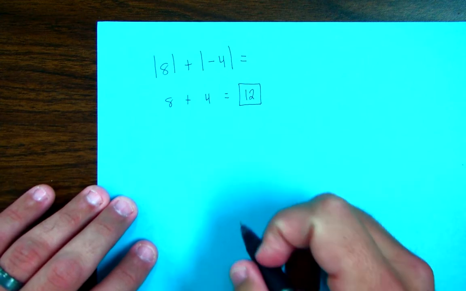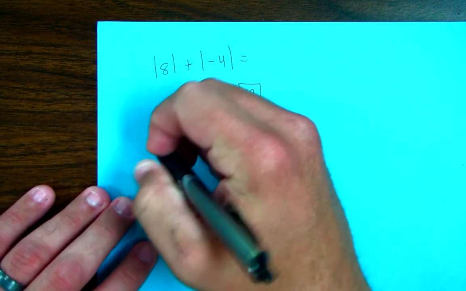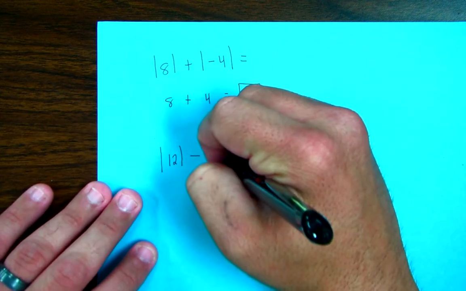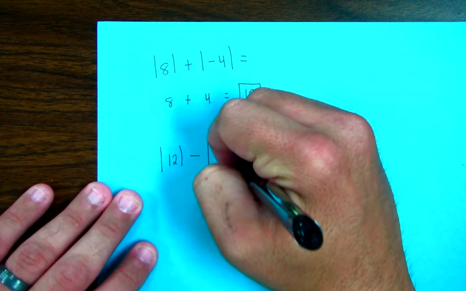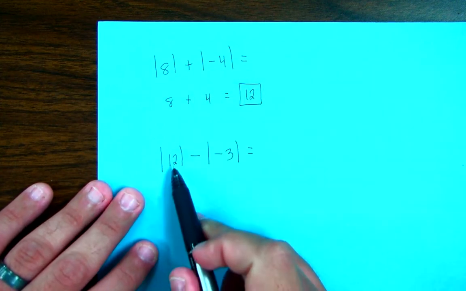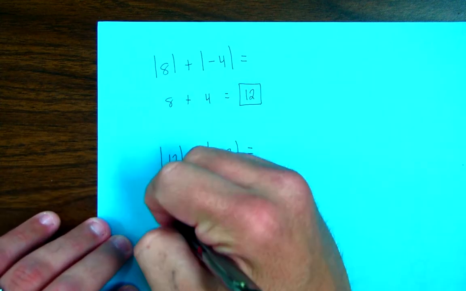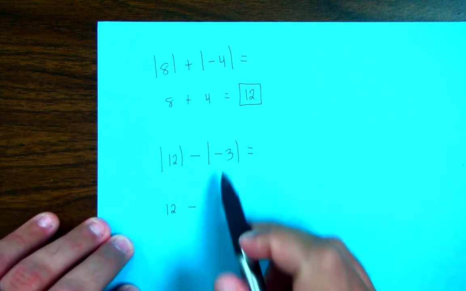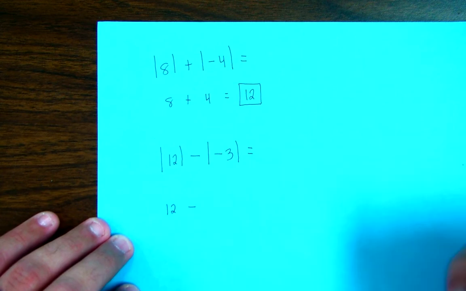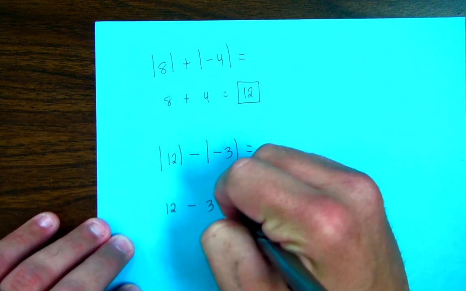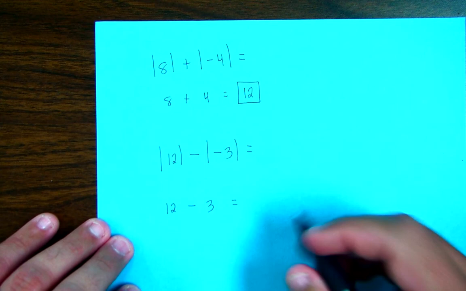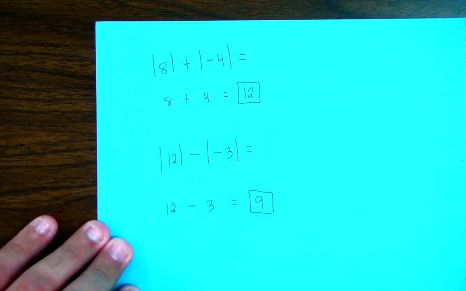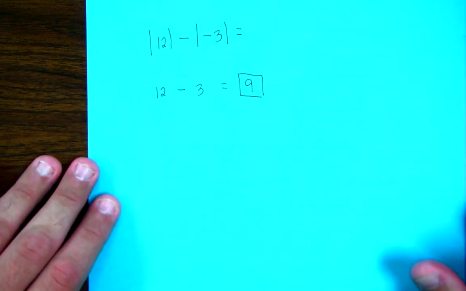What about this one? What's the absolute value of 12? It's 12. Bring down the minus sign. What's the absolute value of negative 3? It's 3. Well, what's 12 minus 3? It's 9. Done. Now this one's going to be a tricky one.